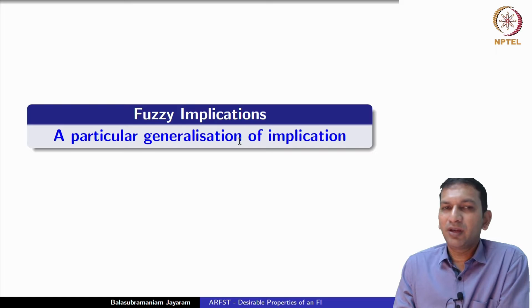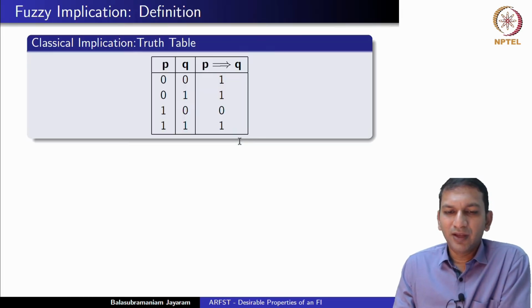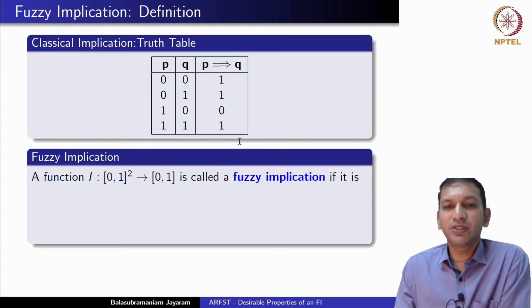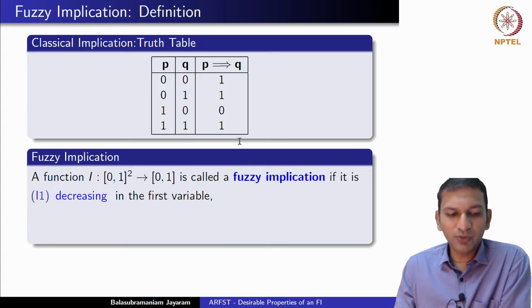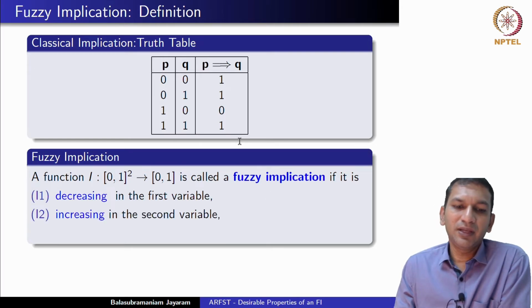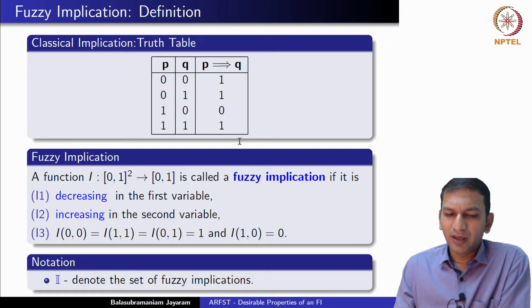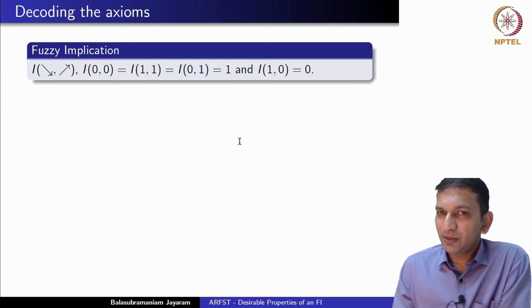Let's recall what a fuzzy implication is. We have looked at the truth table of a classical implication, and from here we said a function I from [0,1]^2 to [0,1] is called a fuzzy implication if it is decreasing in the first variable, increasing in the second variable, and satisfies these boundary conditions. And we also said that we will denote the set of all fuzzy implications using this symbol. We tried to decode the axioms in a geometric way. Visually, how do they look?